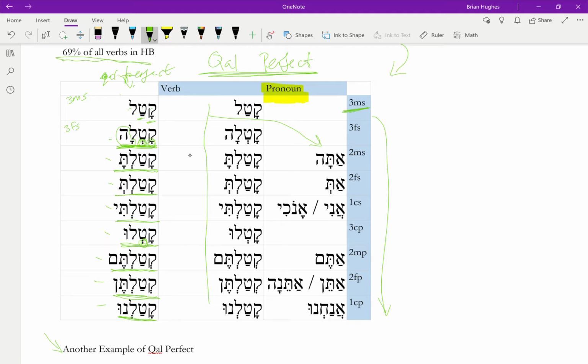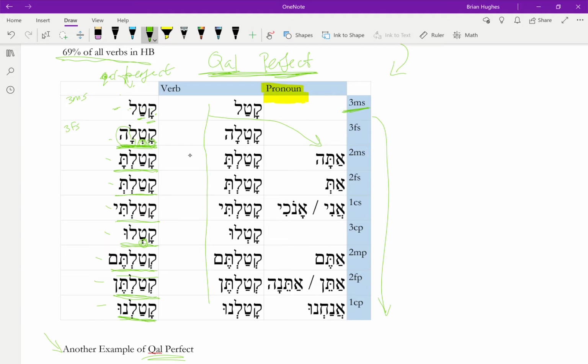In a moment down here, you see I've got another example of the qal perfect. I'll show another root and how it shows up in the qal perfect. But for now, katal is going to be our example verb for all the new patterns and conjugations we learn. And so we have katala, katalta, katalt, katalti, katalu, kataltem, katalten, katalnu.